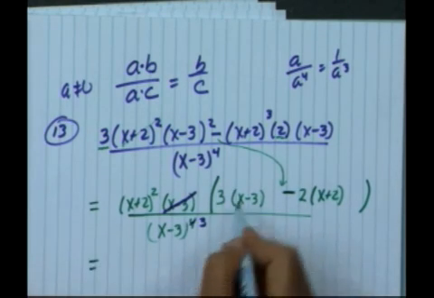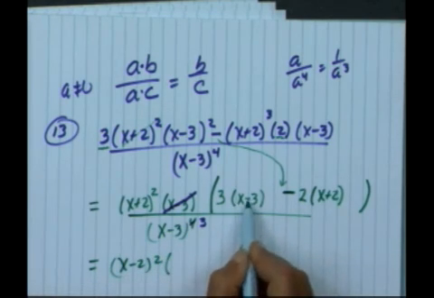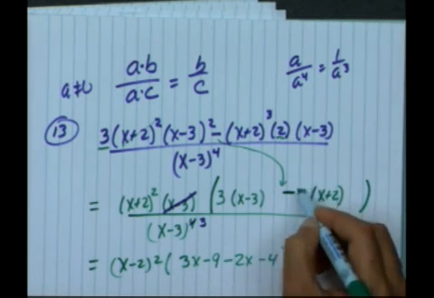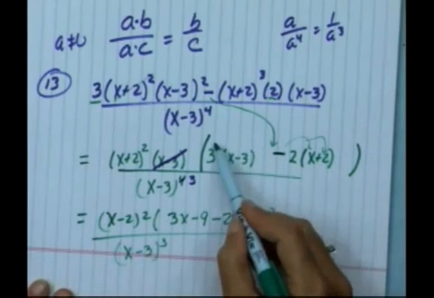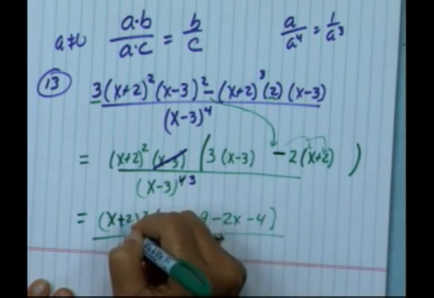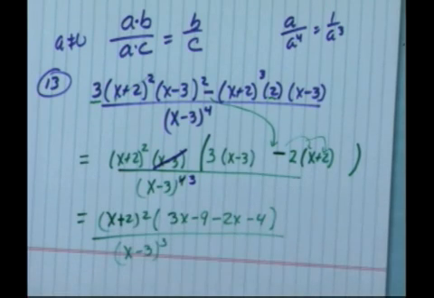So let's see what happened on the inside. We got (x plus 2) squared, and let's distribute the 3. We have 3x minus 9 minus 2x minus 4. Be careful distributing your negatives. All over (x minus 3) cubed. It's x plus 2 in the numerator, so the first factor is (x plus 2), not x minus 2. Thank you for keeping me straight.